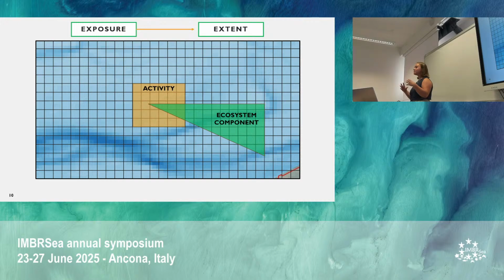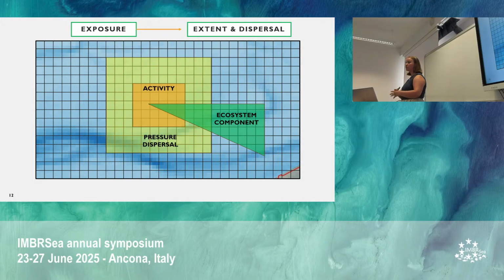So if we're to focus specifically on exposure, when we're calculating the effect of an activity on an ecosystem component, if we exclude dispersal, we're simply looking at this area of overlap. And this is all that's considered in the effect on the ecosystem component. But when we incorporate the dispersal of the pressure from a given activity, it's increasing that area of overlap, and we're having a better understanding of how an activity is actually affecting an ecosystem component spatially.